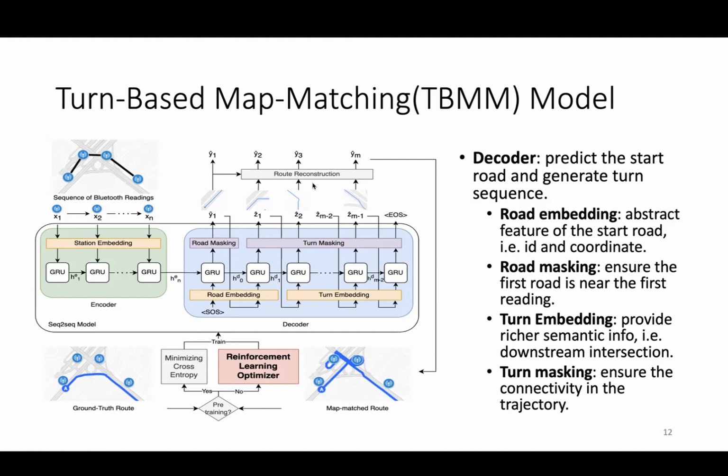Then the decoder takes the hidden vector produced by the encoder. In the first time step, it predicts the start road segment, and then the same unit generates the following turns one by one. In order to ensure that the produced turns can be reconstructed into a valid road, so that each road segment is connected to the others, we designed the turn masking and road masking. On the other hand, the turn embedding provides richer semantic information about the downstream intersections.